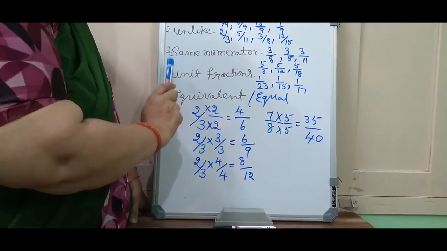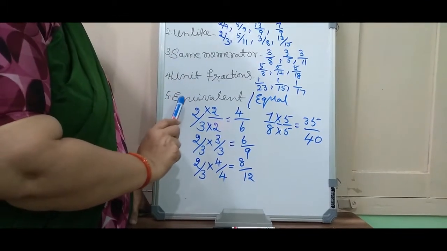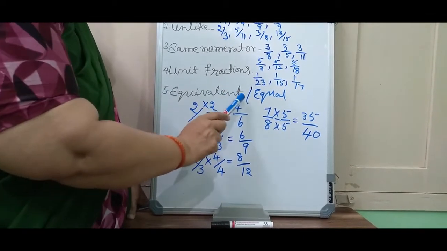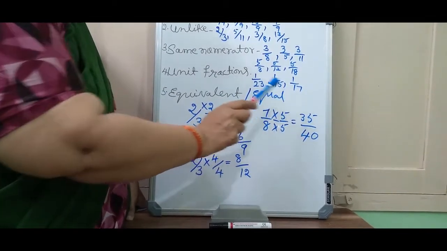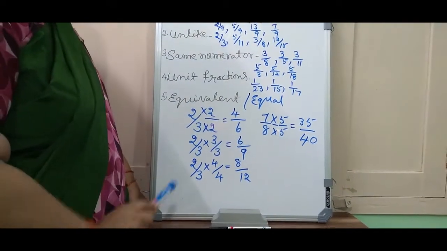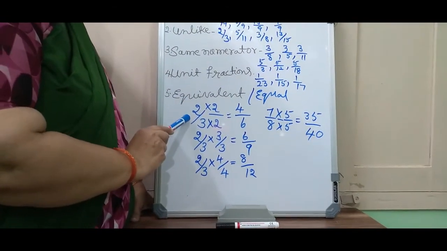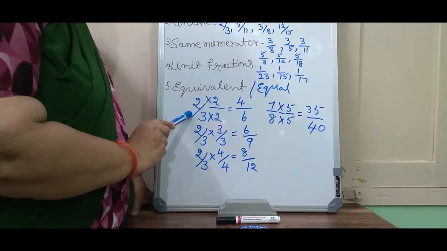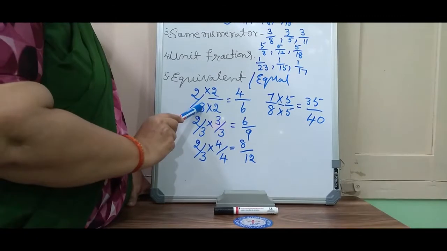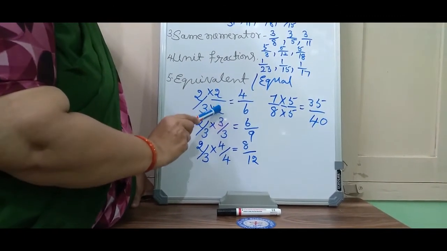So these four are the different types of fractions, and along with that, one more very important fraction is the equivalent fraction. We can also call them equal fractions, equivalent or equal fractions. How to obtain an equal fraction? Let us consider the example of the fraction 2 by 3. I have multiplied the numerator and the denominator by the same number. You can observe here the same number 2, 2.